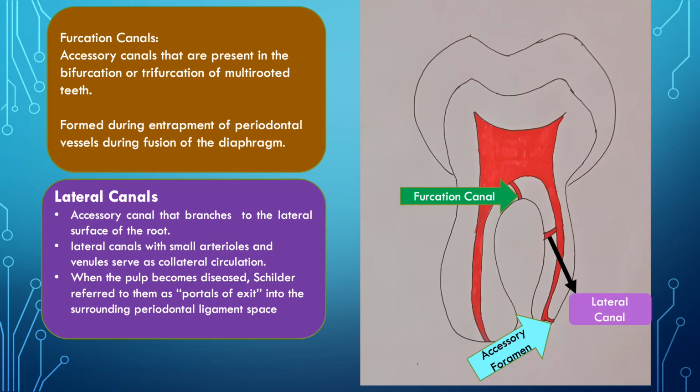So, the accessory canals can be divided into the furcation canal and the lateral canals, where the furcation canal is the accessory canal seen in the bifurcation or trifurcation areas of a multi-rooted tooth, and the lateral canal is the canal seen on the lateral surface of the root, where it is connected to the periodontal space. The accessory foramen is the opening of the lateral canals into the periodontal space. Okay.